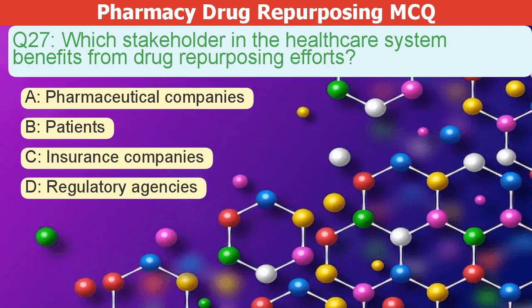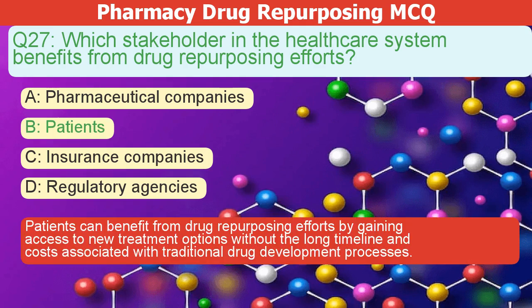Which stakeholder in the healthcare system benefits from drug repurposing efforts? A. Pharmaceutical companies. B. Patients. C. Insurance companies. D. Regulatory agencies. The correct answer is B. Patients can benefit from drug repurposing efforts by gaining access to new treatment options without the long timeline and costs associated with traditional drug development processes.